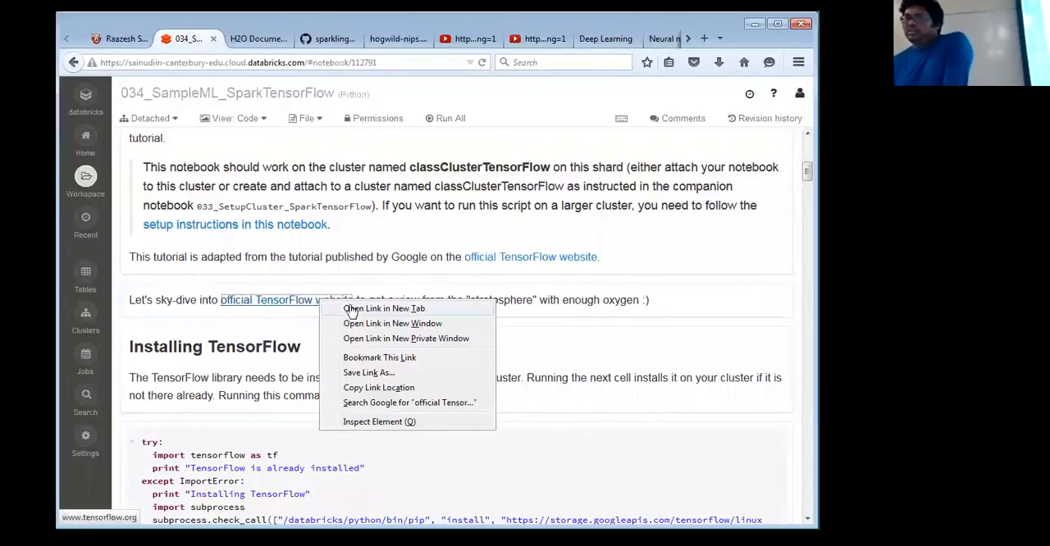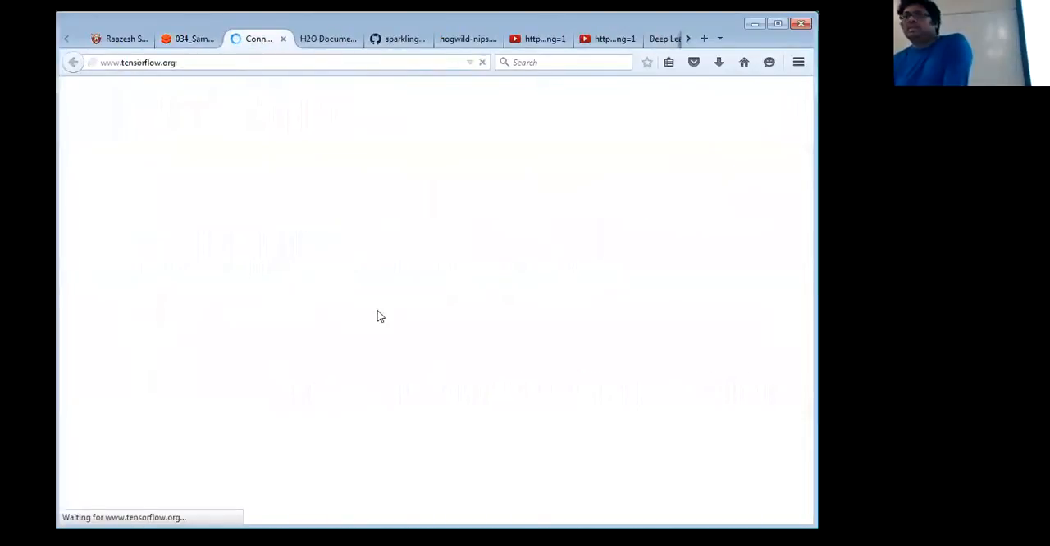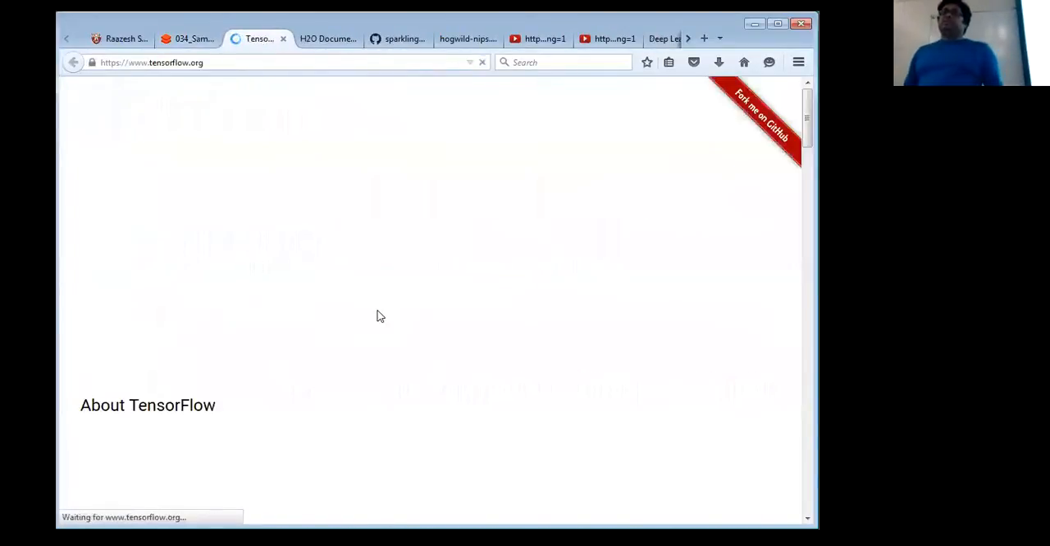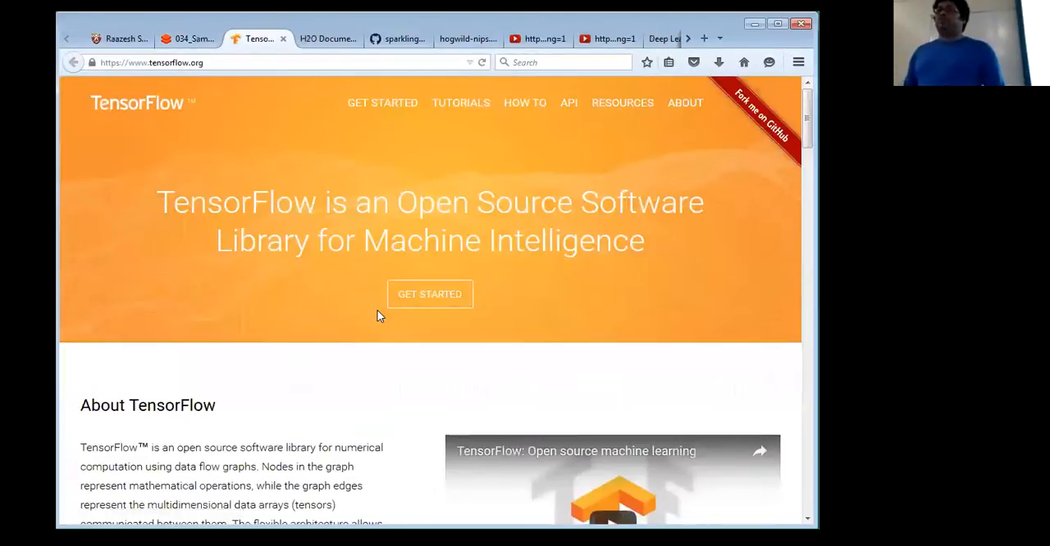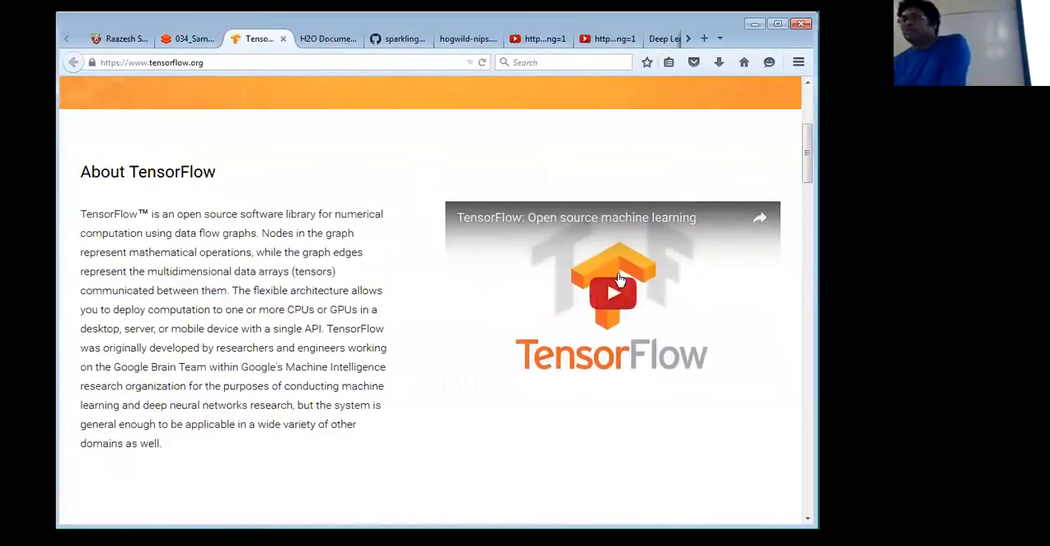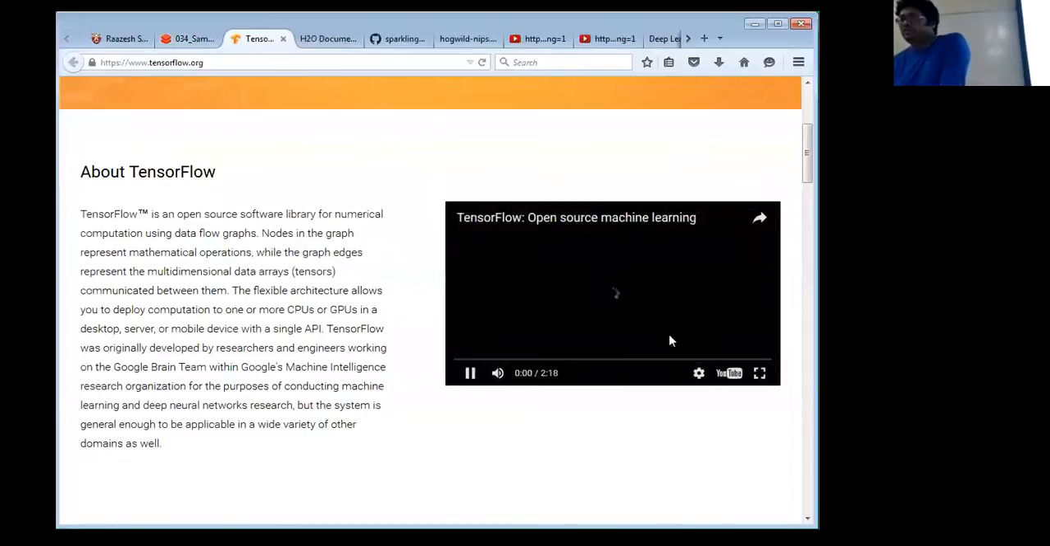So let's do a tiny bit of this. TensorFlow is a really nice library that Google open sourced recently, right? So what is TensorFlow? Let's quickly dive into this for a second.